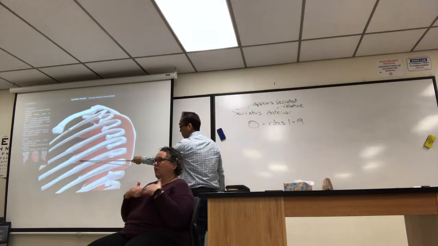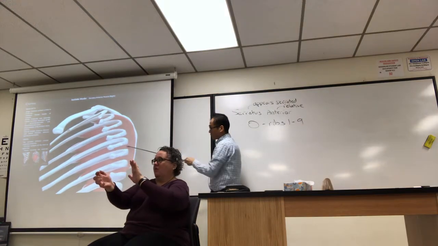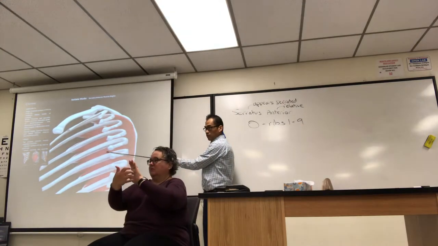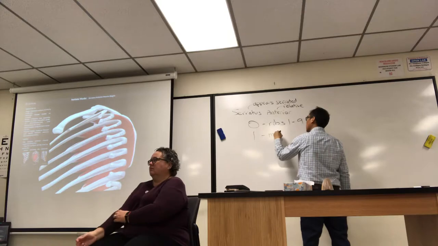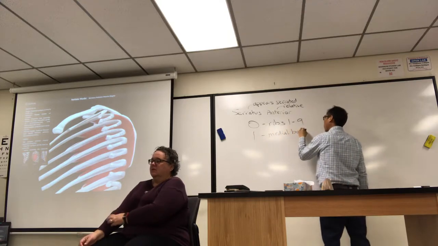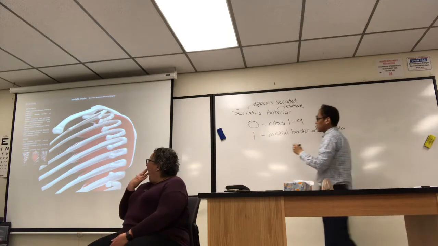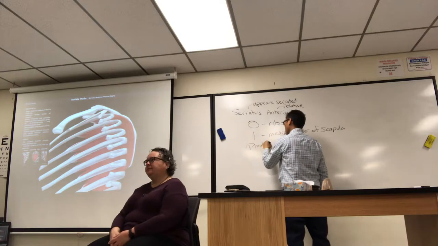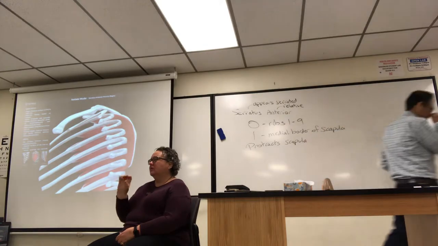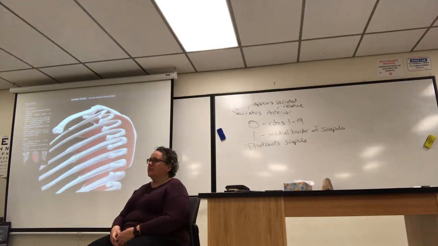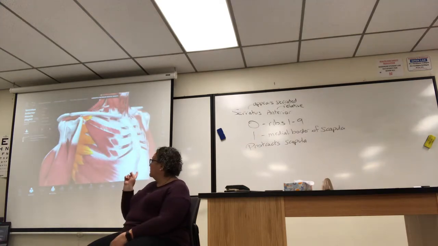So this is more in front, and this is going posterior. When these contract, it's going to slide the scapula along the rib cage forward for protraction. So it inserts on the medial border of the scapula, and the main action is protracts scapula. Okay, let me show you how the app animates that. Protraction.